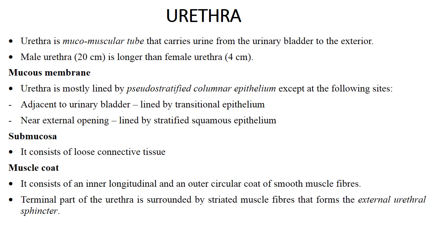The mucous membrane has lining epithelium of pseudostratified columnar, except adjacent to the urinary bladder where it is lined by transitional epithelium, and near its external opening it is lined by stratified squamous epithelium. Then the submucosa consists of loose connective tissue, and the muscle coat has inner longitudinal, outer circular coat of smooth muscle. The terminal part of urethra is surrounded by striated muscle fibers that form the external urethral sphincter.